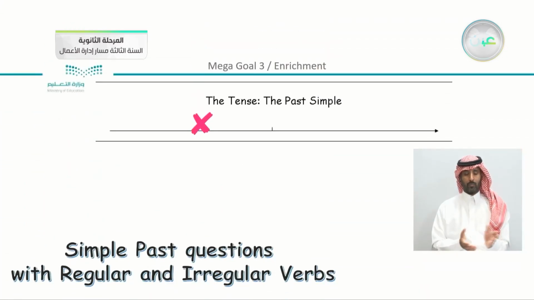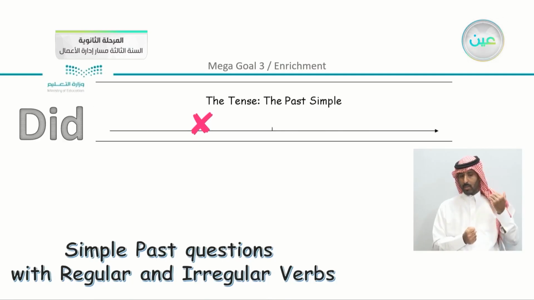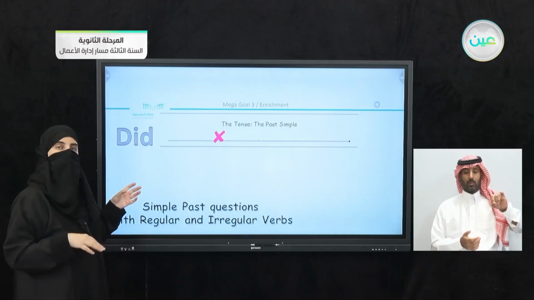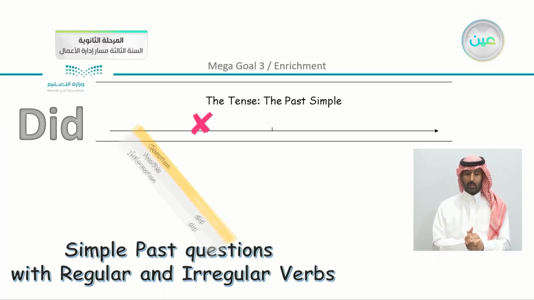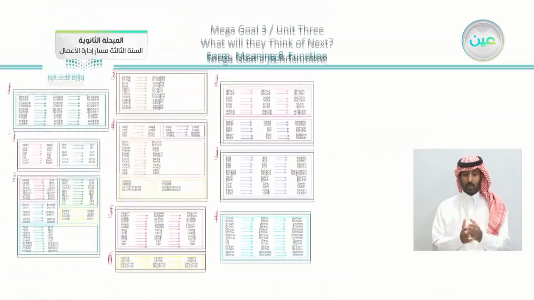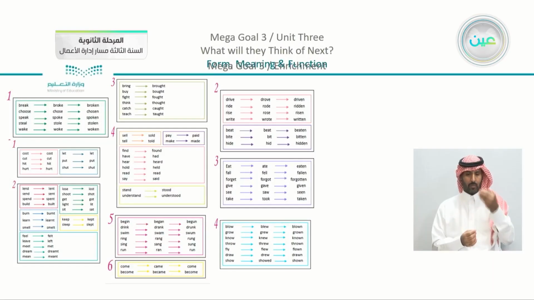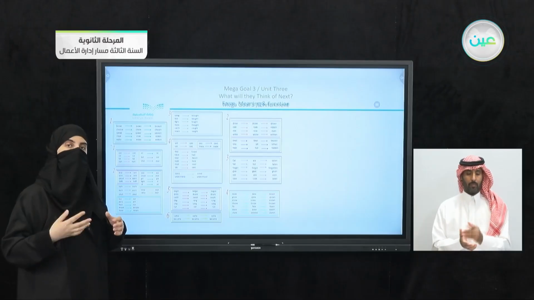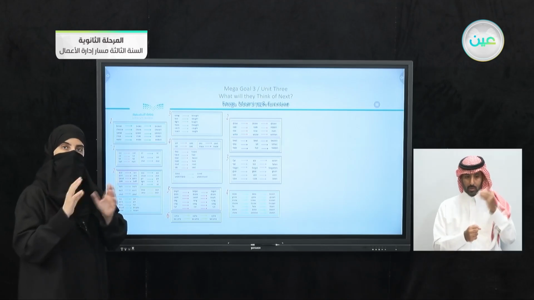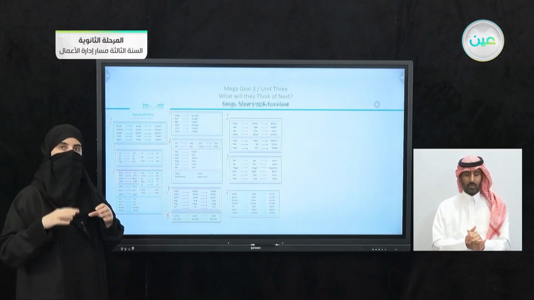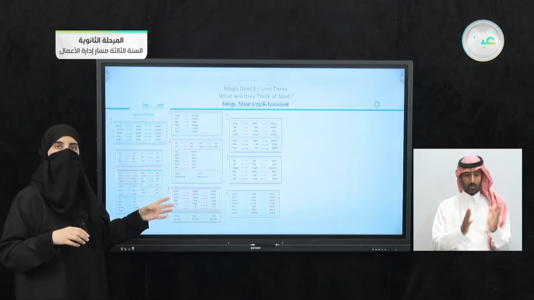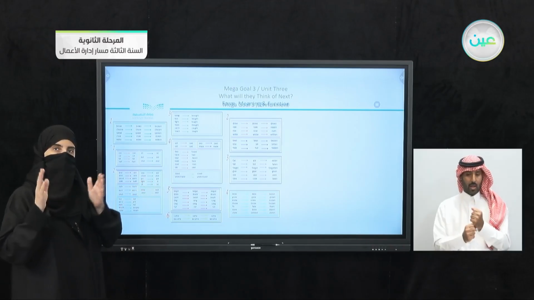Now we revised the simple past questions with regular and irregular verbs. Of course, you do know that you are going to use did, whether they are information questions or yes-no questions. We also revised the idea of using the irregular forms by memorizing, or you can just study them based on their types. We know that some irregular verbs change their forms, and for some irregular verbs the form stays the same. So you can divide the irregular verbs to make studying easier for you.